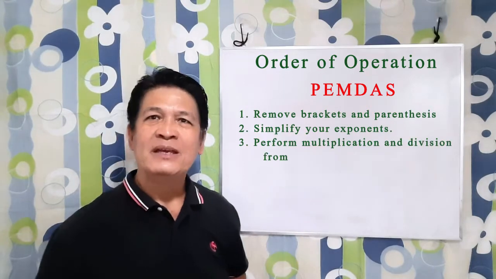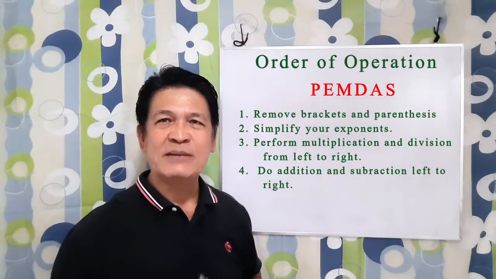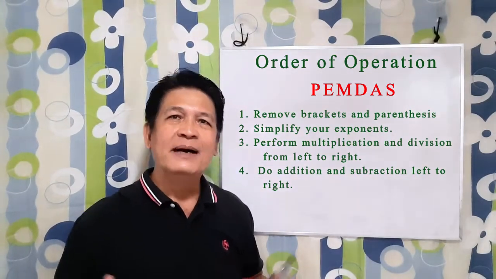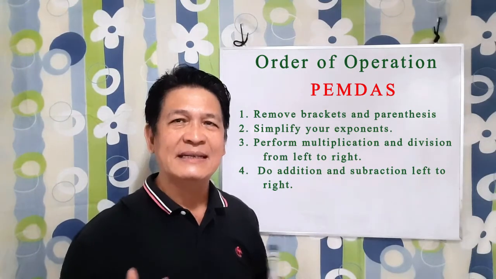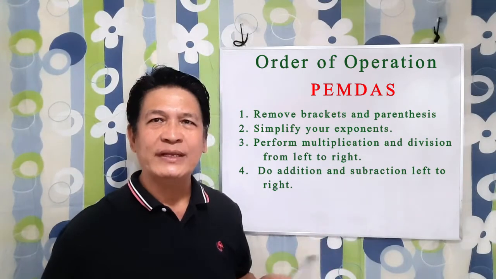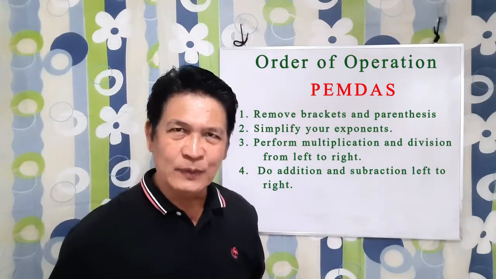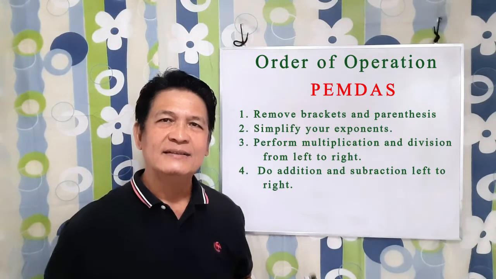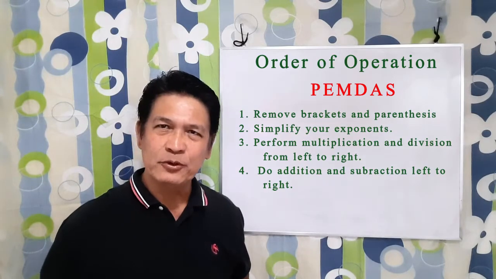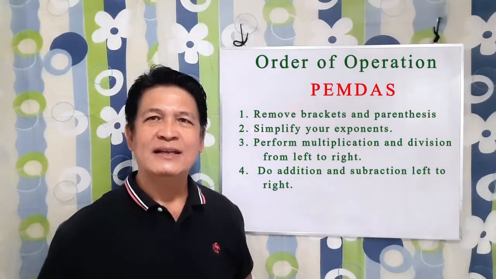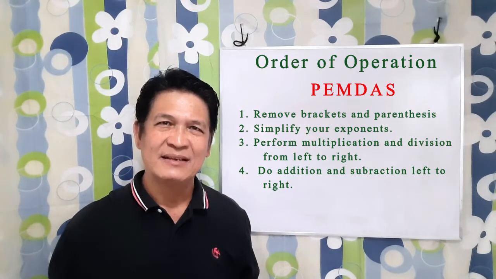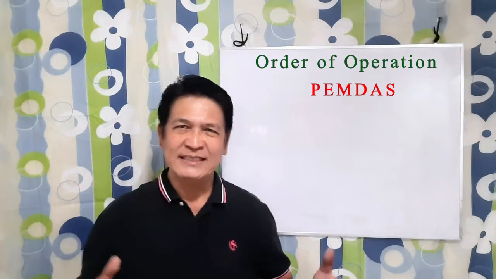So the first thing is to simplify the numbers inside parentheses or your bracket. Then you simplify those numbers with exponents. And the third one is to simplify the numbers with the multiplication and division sign, and then proceed with addition and subtraction. We will be solving examples of that in our next topic. So that is our topic for today.